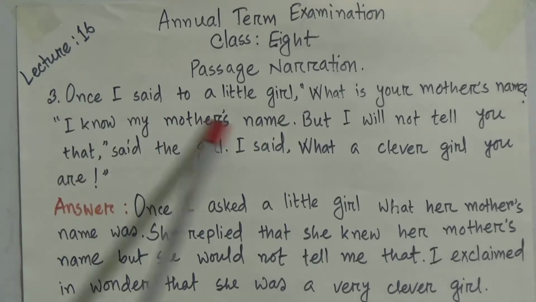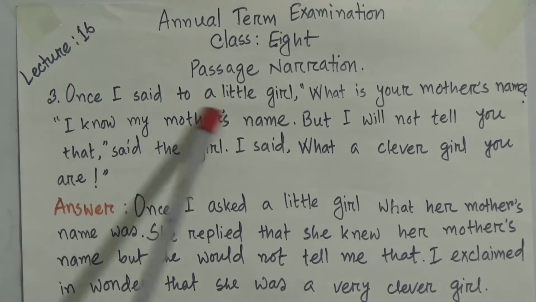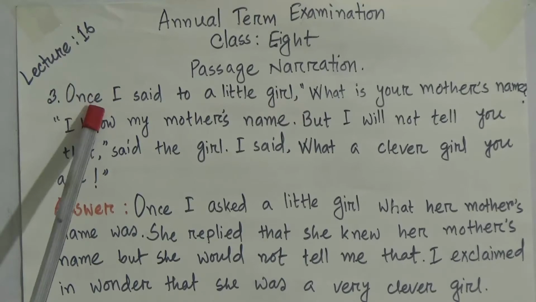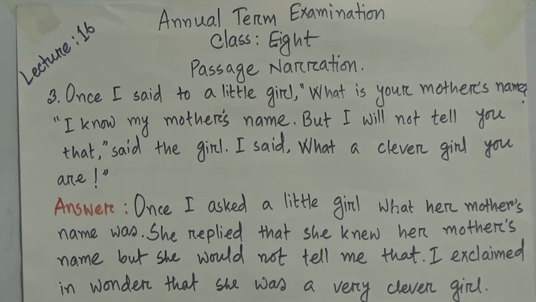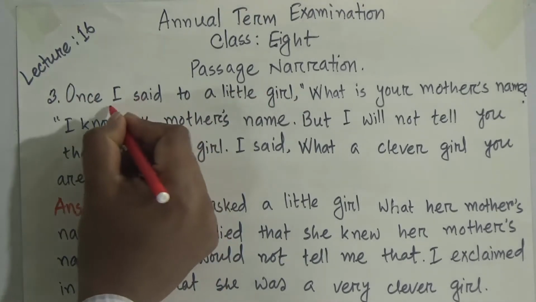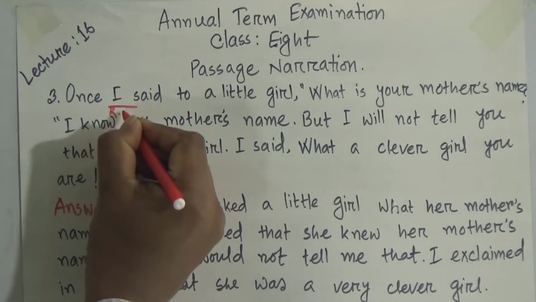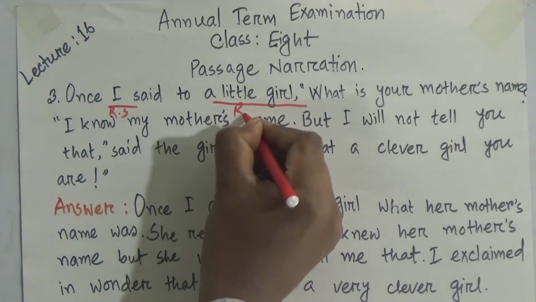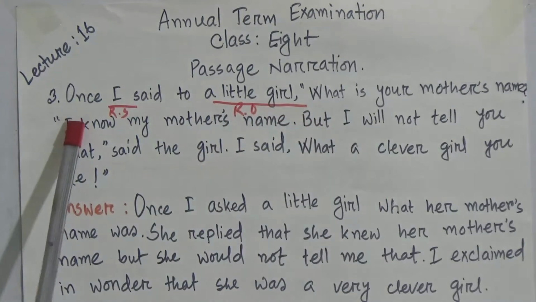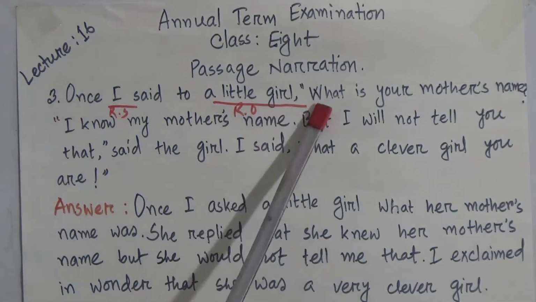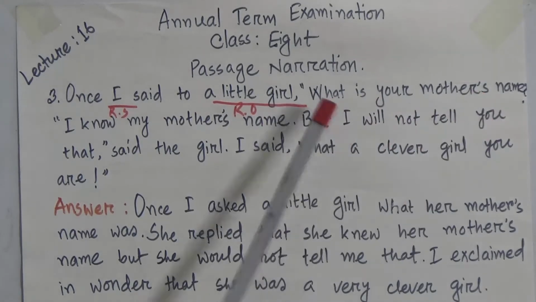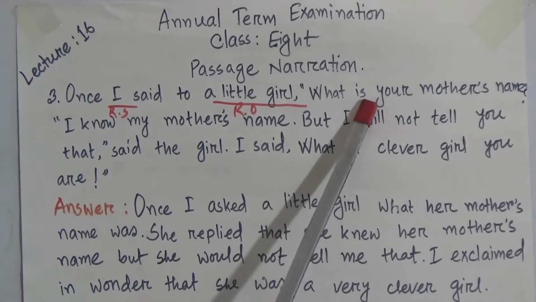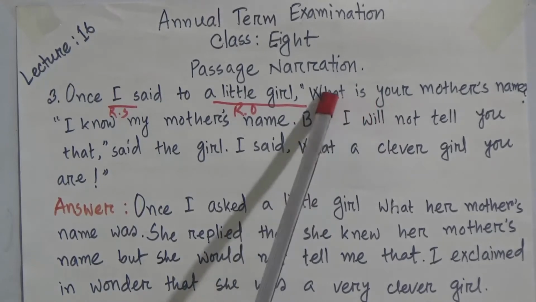Dear students, this is called the reporting verb. Once I said to a little girl. Here I is the reporting subject and the little girl is the reporting object. And this, what is your mother's name, is the speech. It's called reported speech.